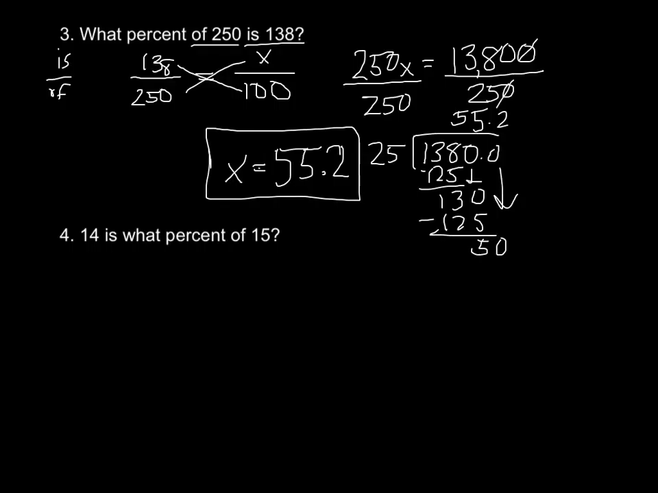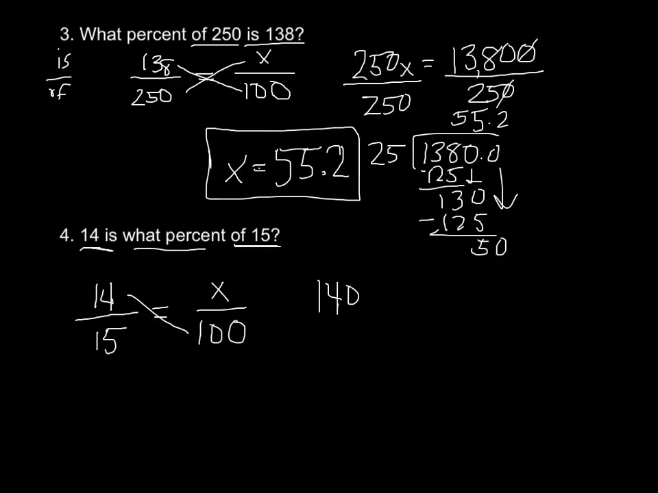Okay, so let's try another one. 14 is, so our 14 is going to go on the top. What percent of 15? Then we always start with our 100 over here, put our percent. We don't know what percent it is, so we're just going to put an x. You could pick any other variable, that would be fine. X is typically the most common one that we choose though. Okay, 14 times 100 is going to be 1400. 15 times x is going to be 15x. I'm going to have to divide by 15, divide by 15.